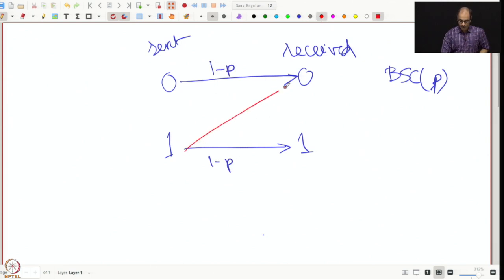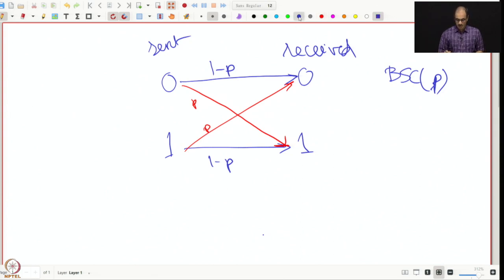But a bit flip can happen, each with a probability P. That is, it's like whenever you get a bit, you toss a biased coin. If the coin comes up with the higher probability event, you essentially just give that bit at the receiver. If the coin comes up with a lesser probability event, you then flip it and give it to the receiver.